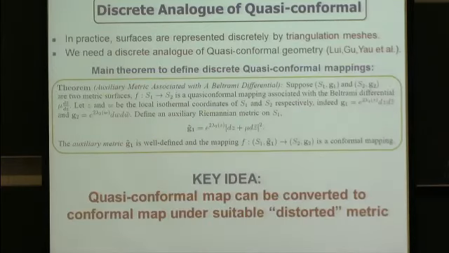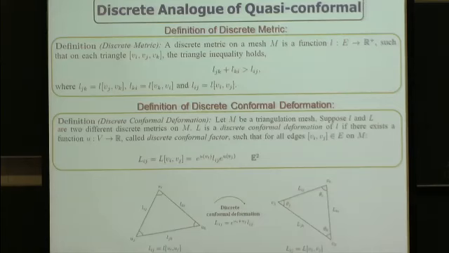Of course, if we want to use this observation to define discrete quasi-conformal, first of all, we have to define what is a metric on a triangulation mesh. And after that, we have to define what is the discrete conformal on the triangulation mesh. It turns out that the definitions of discrete metric and discrete conformal can be very simple. First of all, a discrete metric defined on the triangulation mesh is basically just a positive valued function defined on each edge that satisfies the triangle inequality.